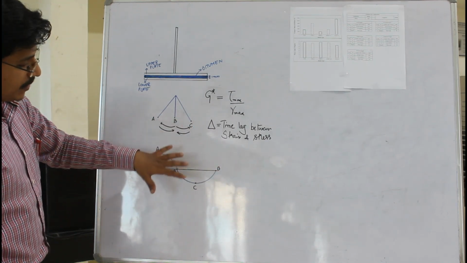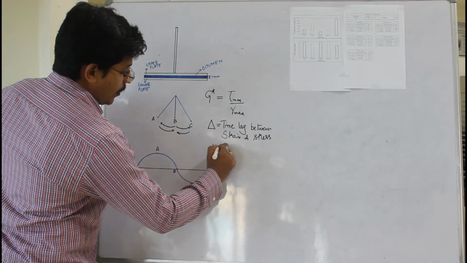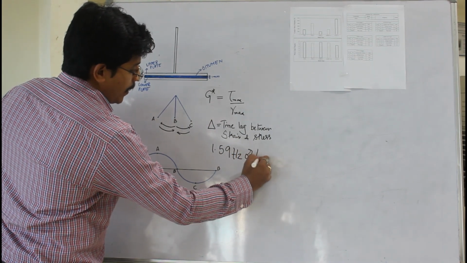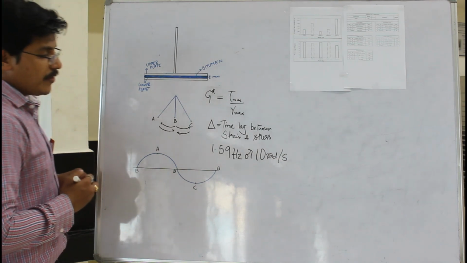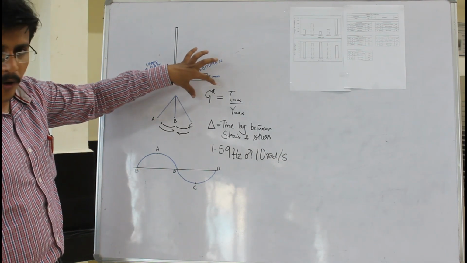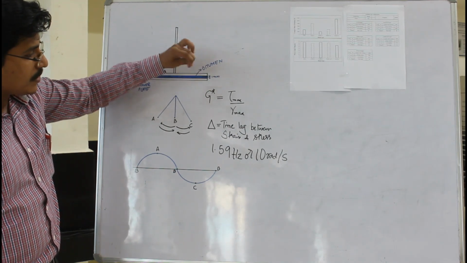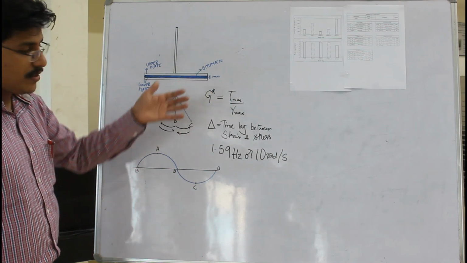Now this cycle we apply at a frequency of 1.59 Hz, or 10 radians per second. This is the frequency that we will apply. Then we determine two important properties of bitumen. One is G star, the complex shear modulus, and then the phase angle. The phase angle is the time lag between the stress and the strain.